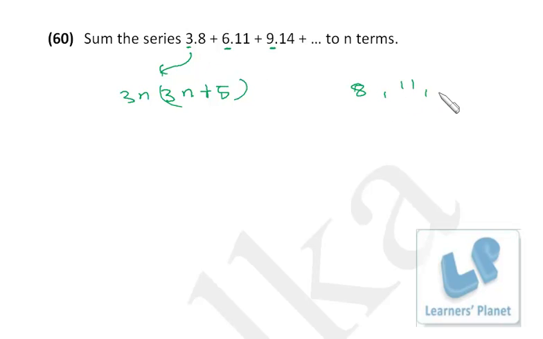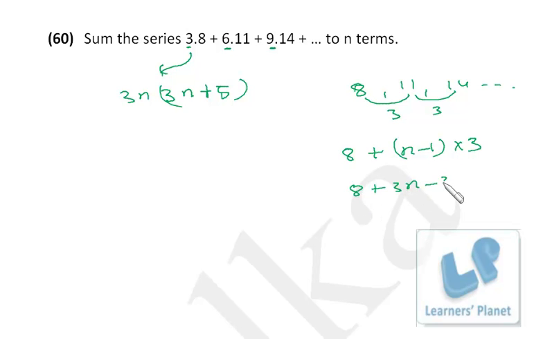Just take 8, 11, 14 and find out the nth term of the sequence. See, common difference is 3. So nth term will be a plus n minus 1 into d. So 8 plus 3n minus 3, so 3n plus 5. Right? So the nth term of 3, 6, 9 is 3n, and the nth term of 8, 11, 14 is 3n plus 5, because 8, 11 and 14 are in arithmetic progression. So this is the nth term of the sequence, right? So I assume this to be S. So S is equal to, I just open it up, 9n square.